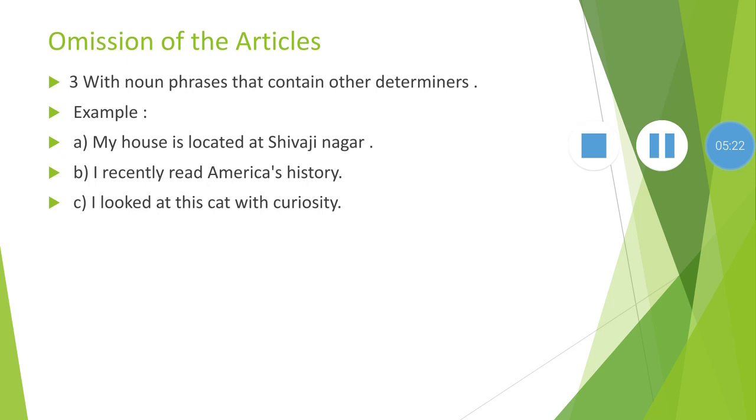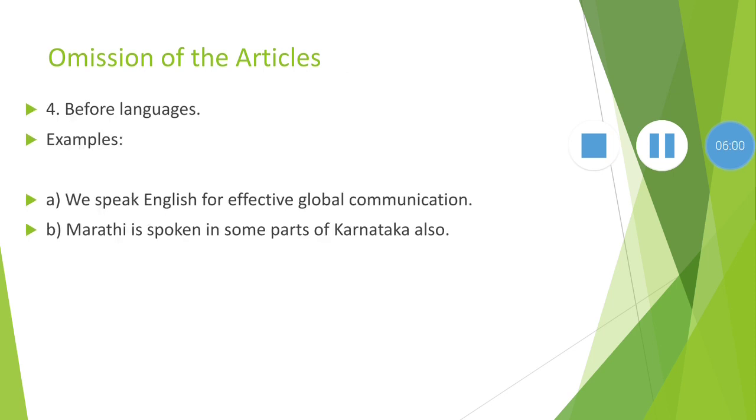Next, proper noun phrases that contain determiners. For example, my house is located at Shivaji Nagar. I recently read America's history. I looked at this car with curiosity. In these examples, my house, America's, this car are noun phrases with other determiners. That's why we do not use any article in these examples. So we are deleting the articles.